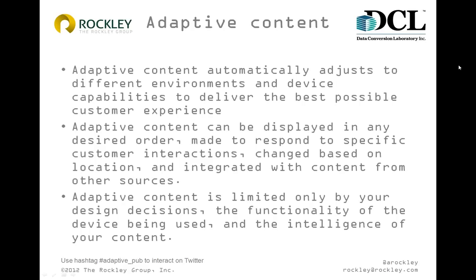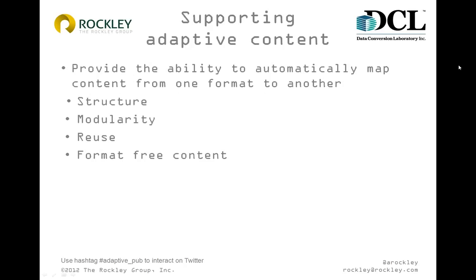Obviously, there's the functionality of the device being used, and we can't change that. Hardware is hardware, and software is software. And then there's the intelligence of our content. So the intelligence is how we can prepare our content for adaptive content. The ways in which we support adaptive content are through structure, through modularity, through identifying opportunities for reuse, and through format-free content. So it isn't focused on how it's going to look. It's focused on what kind of content this information is.